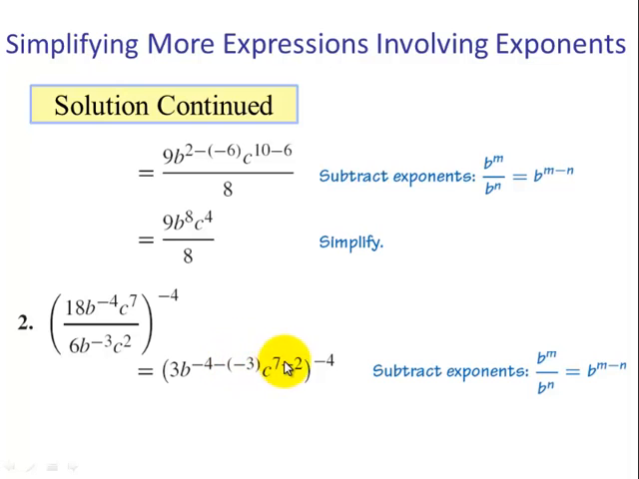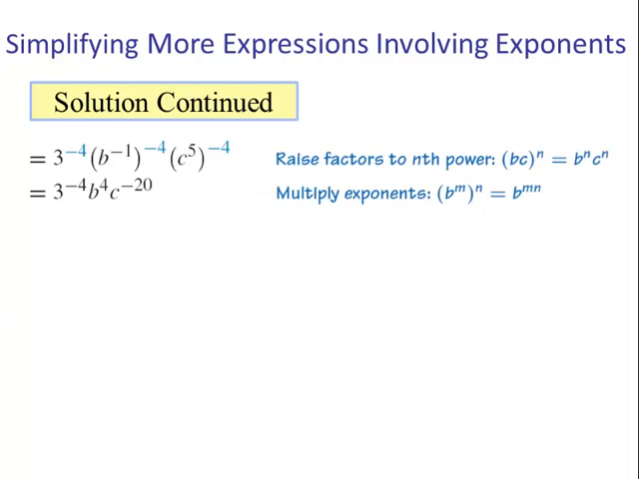So now we want to simplify the arithmetic. We have 3 b to the negative 1 c to the 5th, and this is being raised to the negative 4 power. Every exponent will get multiplied by negative 4, so this will be 3 to the negative 4 power, b to the negative 1 times negative 4 power, and c to the power of 5 times negative 4. Multiplying, we get 3 to the negative 4 times b to the 4th, because a negative times a negative is positive, and positive 5 times a negative 4 is a negative 20.